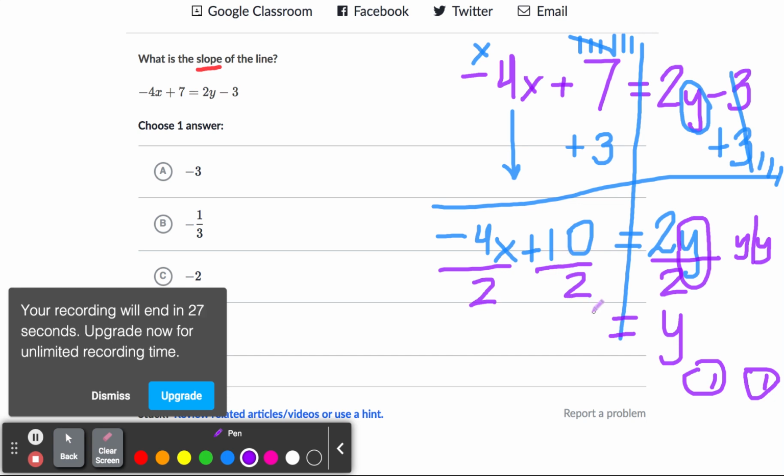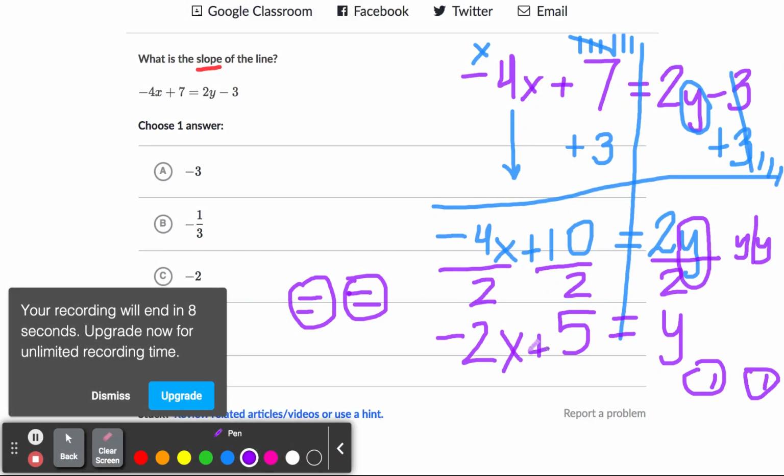10 divided by 2 is 5. I'm running out of time. I have 30 seconds. And -4 divided by 2. I've got -4, -2, 3, 4. That's -2 on each side. The x here, this is a +5. My slope is with my x. It's -2. Whew. All right, good timing.